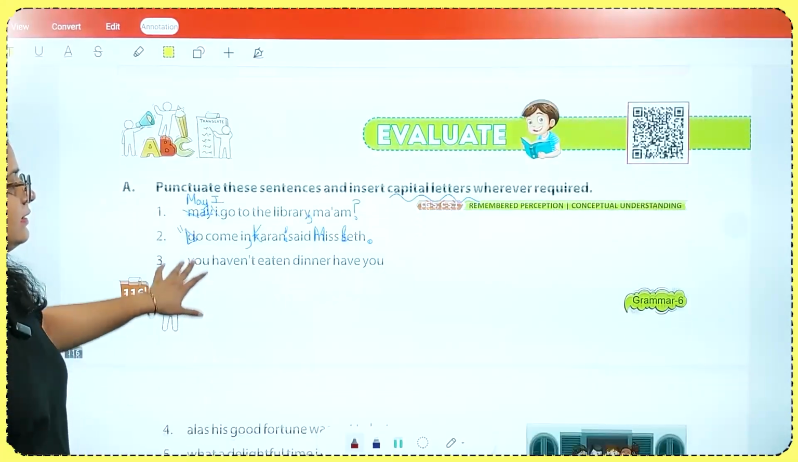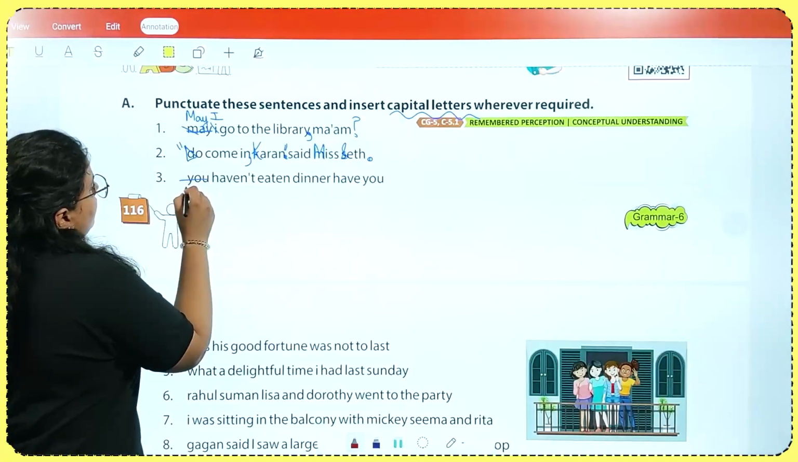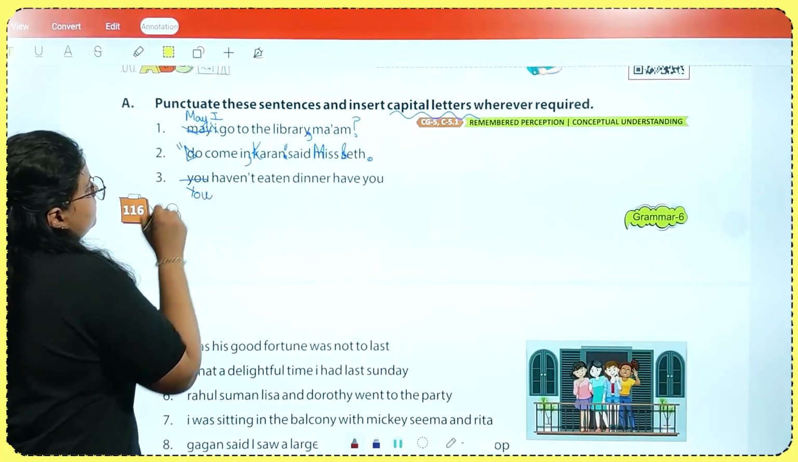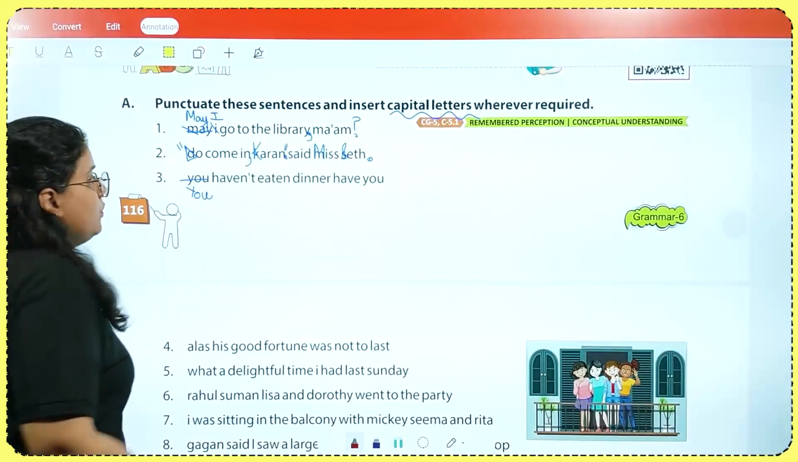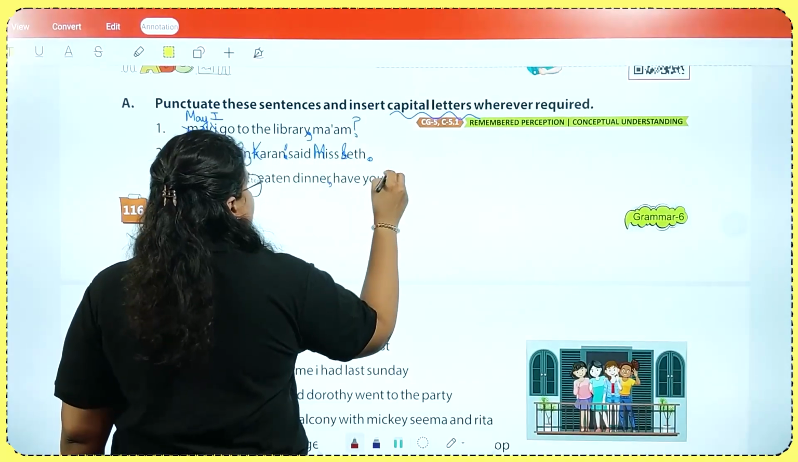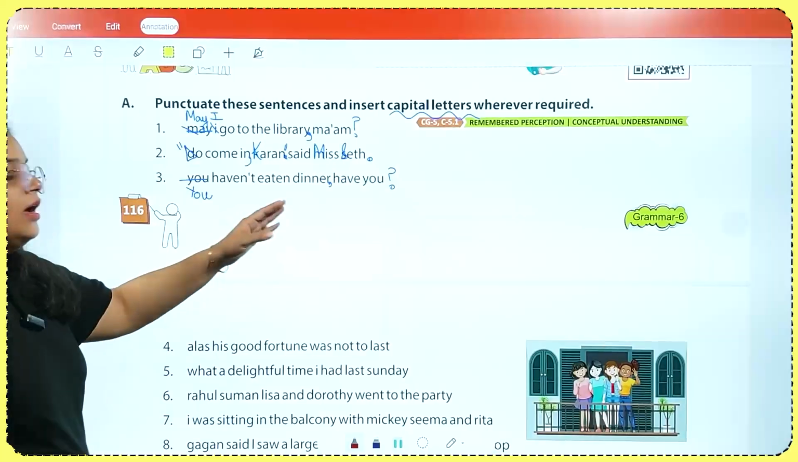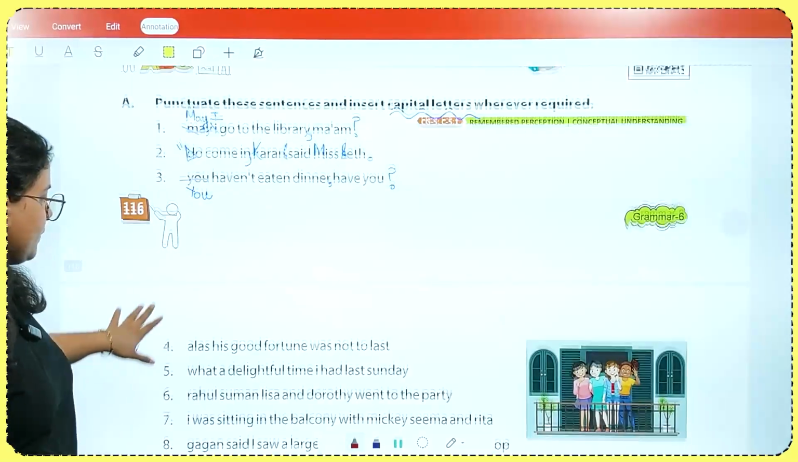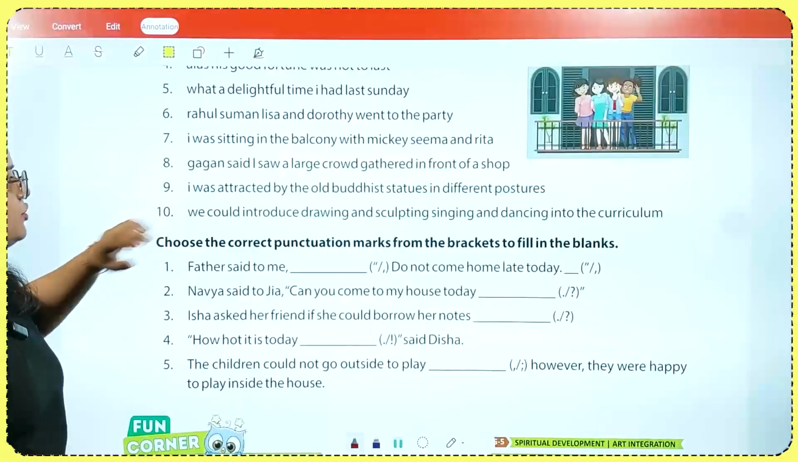You haven't eaten dinner, have you? So here, you haven't eaten dinner. Okay. So till here it is a comma, and then after "have you" you'll put a question mark after a small pause. Okay. Let me do the last two for you.